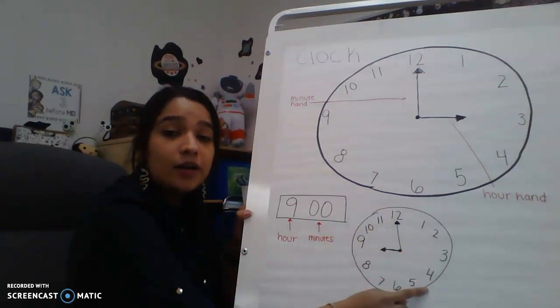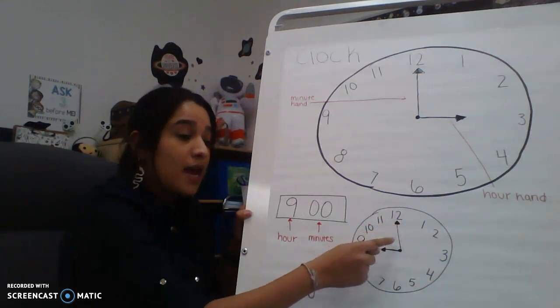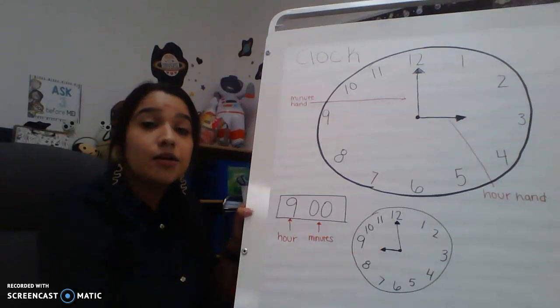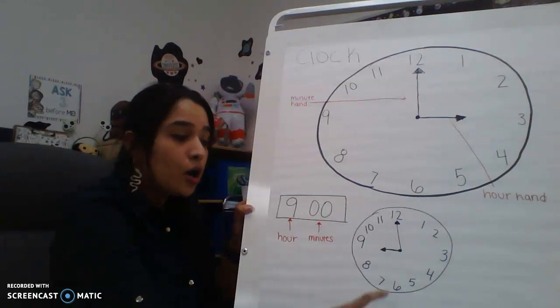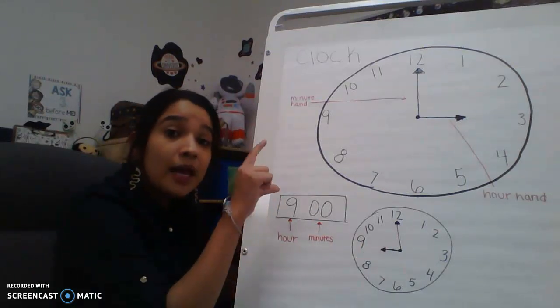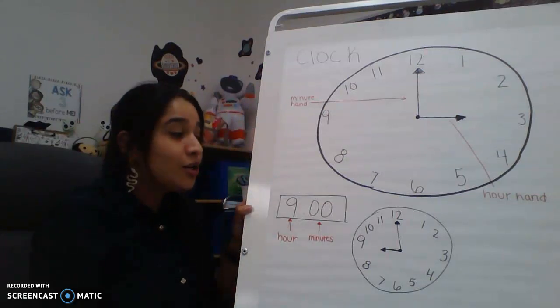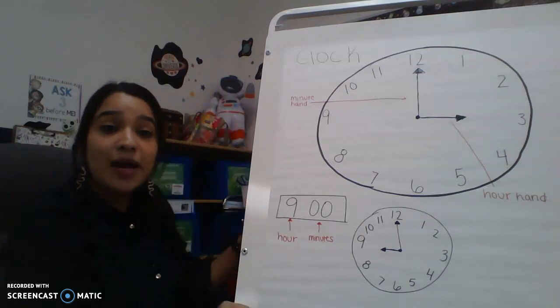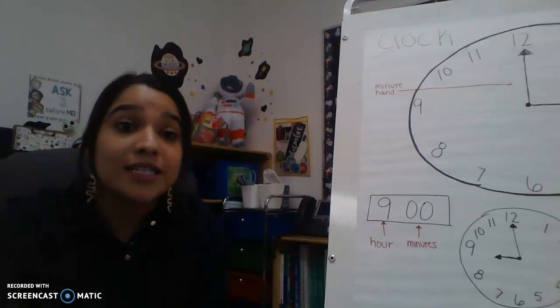So right here we are representing 9 o'clock, but with our minute and hour hands. So remember, whenever you're drawing a clock, always make the hour hand short and the minute hand long. Great job. Let's go ahead and see what our Google form looks like for today.